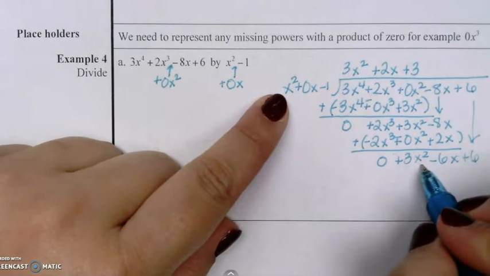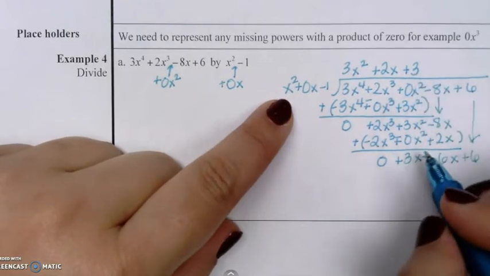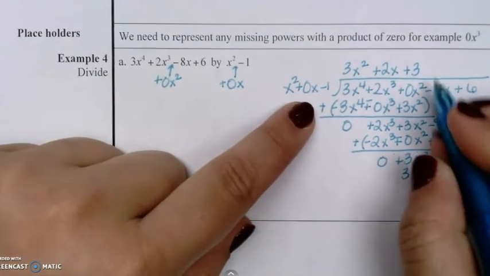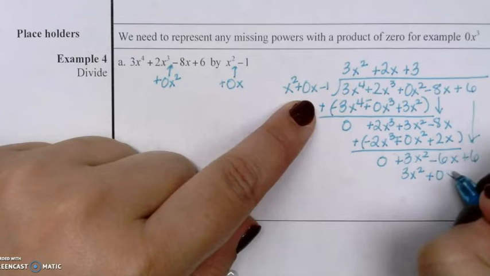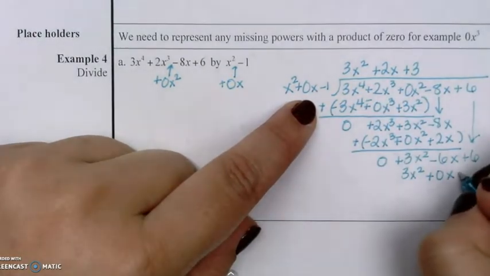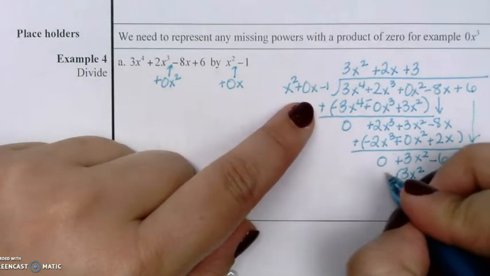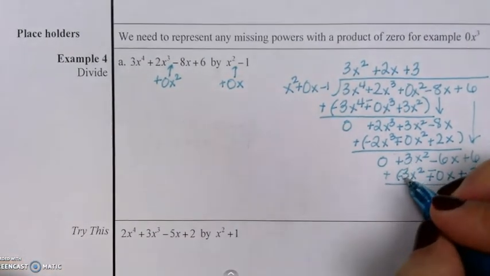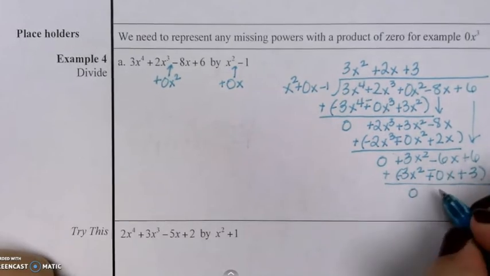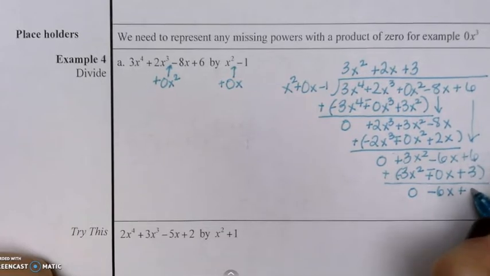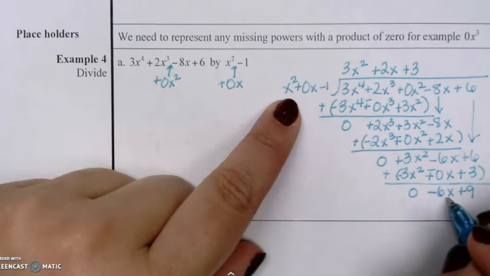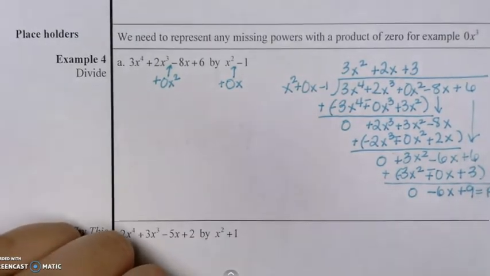X squared into 3x squared goes in 3 times. So we multiply out. 3x squared. 3 times 0 is 0x. 3 times negative 1, minus 3. And subtract. Distribute my negative. 3 minus 3 is 0. Negative 6 minus 0 is negative 6x. 6 plus 3 is 9. Now x squared cannot go into 6x, and therefore this is our remainder.